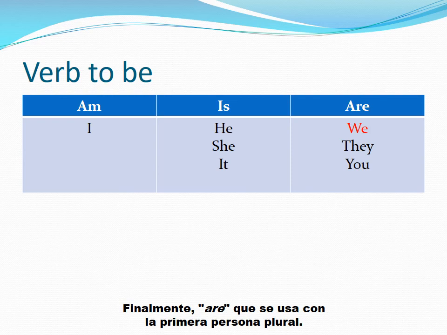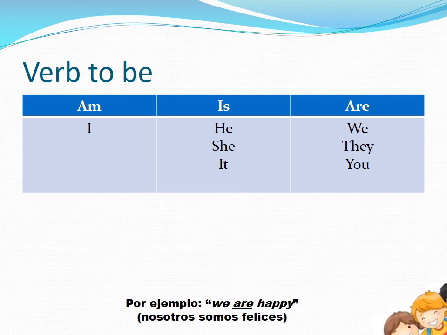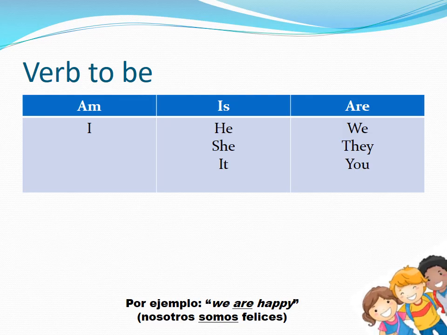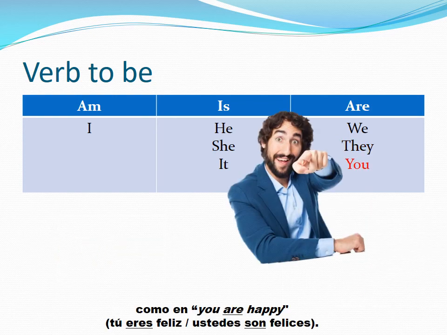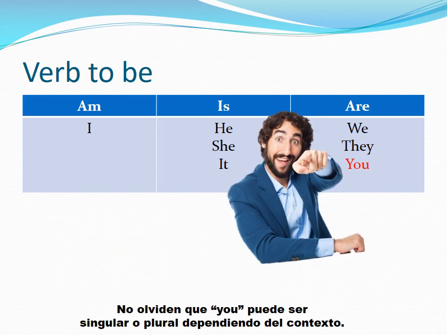And finally, are, which is used with the first person plural, for example, we are happy, or with the third person plural, as in they are happy. And finally, with the second person, as in you are happy. Also, don't forget that the pronoun you can be both singular or plural depending on the context.